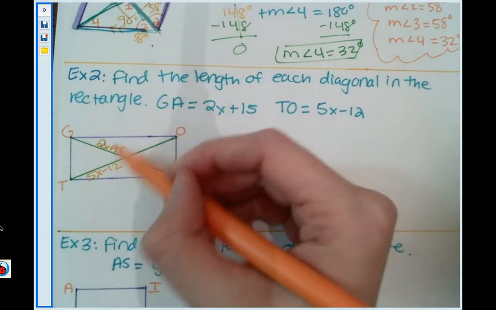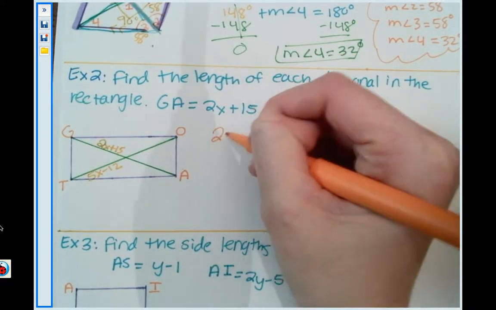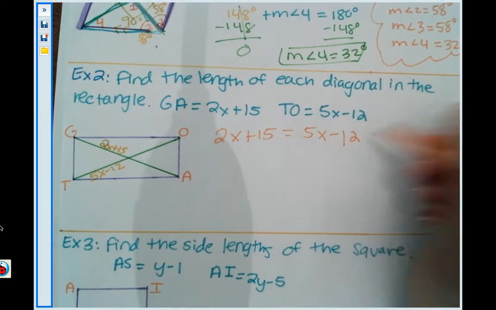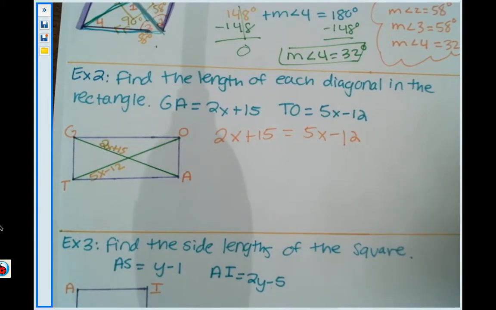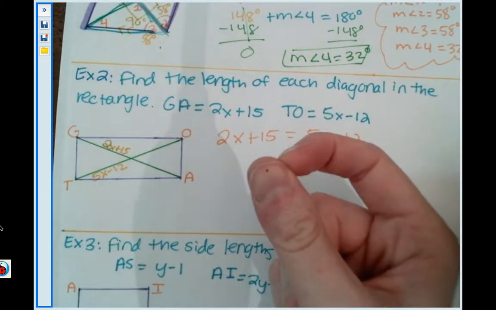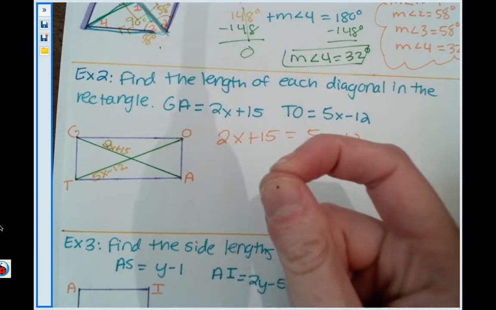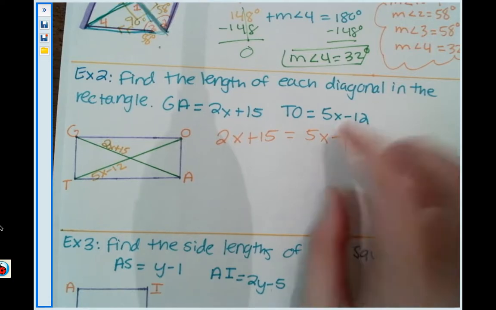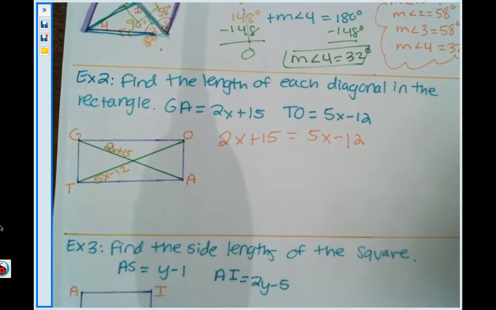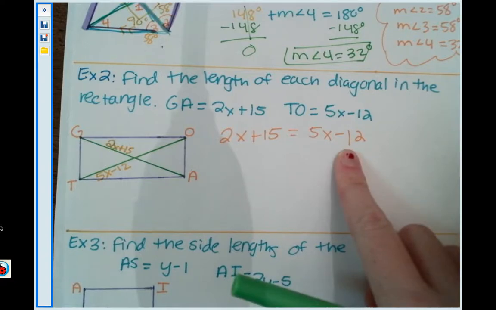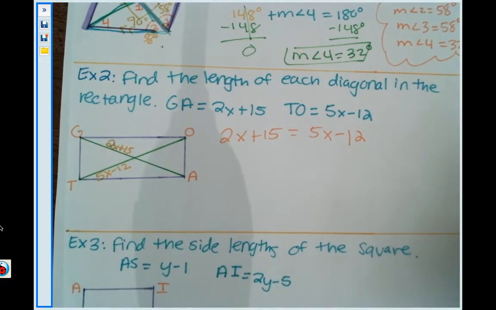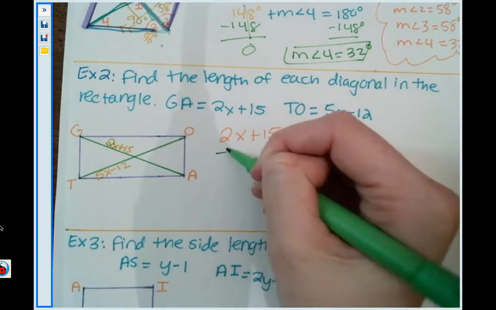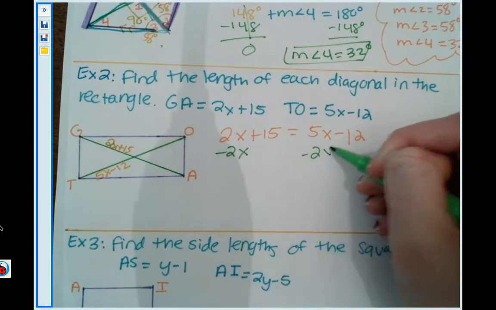Okay, so I'm going to set these two equal to each other. So 2x plus 15 will equal 5x minus 12. Alright guys, let's start solving this for x. The first thing, we need to bring our x's together. I'm going to bring my 2x to this side. It really doesn't matter, but it's good to try to keep things positive, and if I bring the 2x over, it will leave things positive. So how do we move a 2x to the other side? Absolutely, we subtract it on both sides.